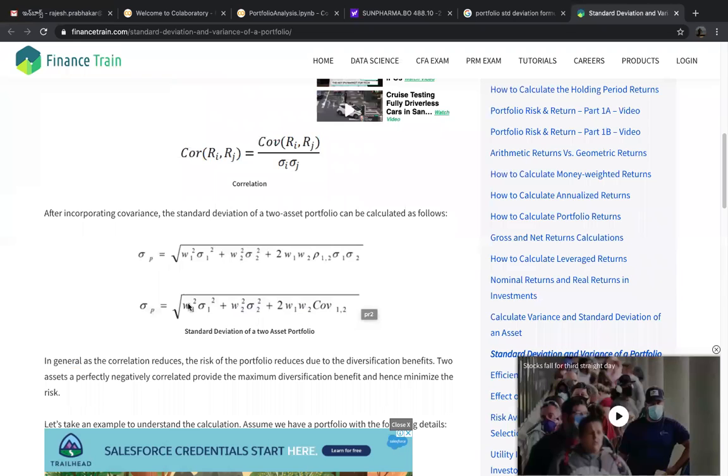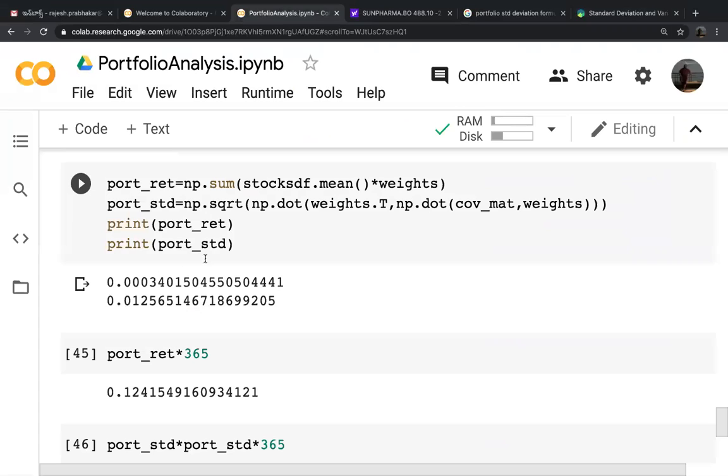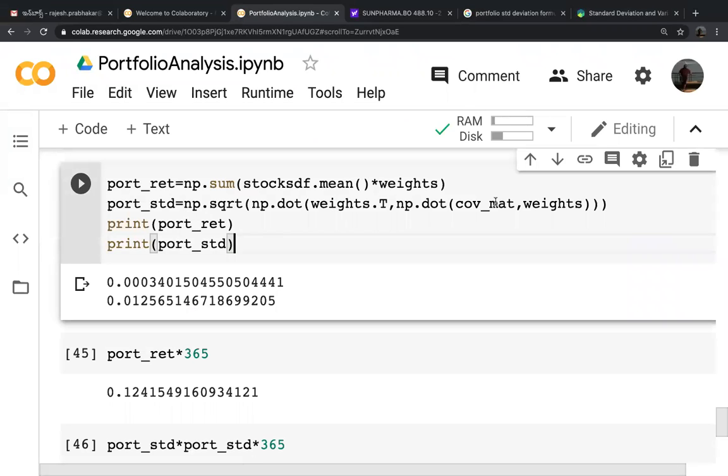So portfolio standard deviation is a very complex formula which involves weights and standard deviations plus 2 into weight 1, weight 2 into covariance matrix. That is what we have incorporated. This whole formula is the standard deviation of the portfolio calculation: square root of dot matrix of weights transpose with dot matrix of covariance matrix and weights. It will calculate the portfolio standard deviation and portfolio return.